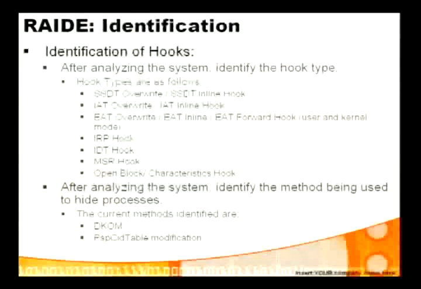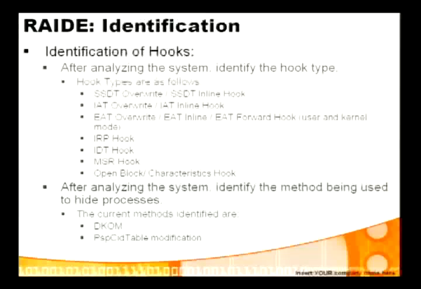All right, so identification. Once you've analyzed the system and found all these different types of hooks, you have to identify what kind of hook it is. RAID identifies a ton of hooks. You've got your SSDT overwrite inline hooks, IAT overwrite inline hooks, your EAT overwrite inline and forward hooks, your ERP hooks, your IDT hooks, your MSR hooks, and then open block and characteristic protocol hooks, which are going to be your deep door-like zone alarm hooks.